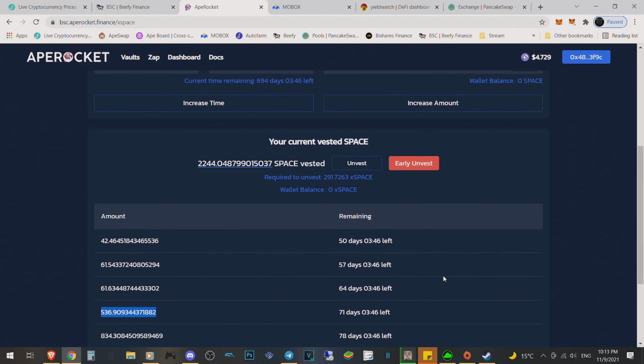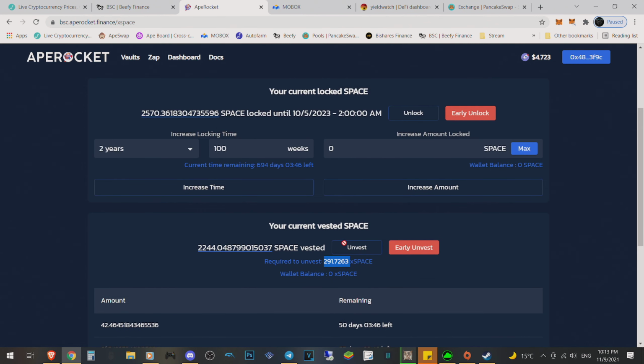Then once you receive this, once you unrest it, it will tell you that you have to have a certain amount of X space to unrest, right? Just like this, requires this amount of X space. It says unrest, but it should say early unrest, right? So once you get your X space back, you have one of two options again. Either you can sell the space and buy something else like cake or banana or whatever pool you want to go into to compound that even more, or you can stake this.